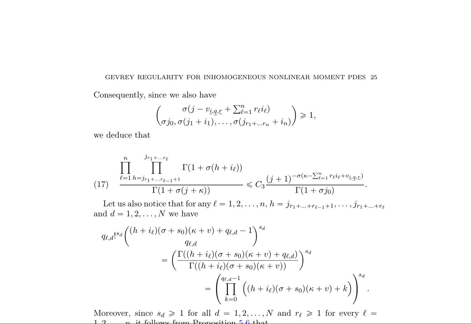In the context of inhomogeneous nonlinear moment partial differential equations, PDEs, this paper discusses the Gevrey regularity for solutions to these equations. The authors introduce a modified Nagumo norm, denoted as Uj, which is used to establish the regularity of solutions. The paper also employs the classical majorant series method to bound this norm. The authors start by defining a constant C4, which is a positive constant that depends on the number of variables n.